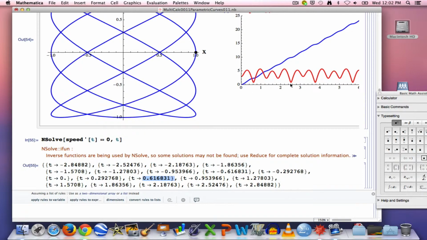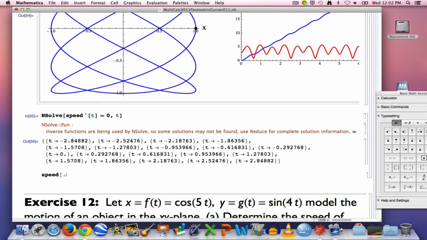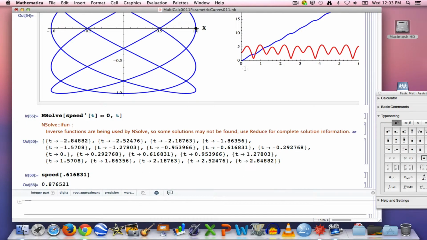Also 2.52476 would give the minimum speed, but as far as a value of t, one value of t that will give the minimum speed, 0.616831 will work. What is the minimum speed? I can plug it into the speed function, 0.616831. Get a minimum speed of about 0.87. That's how high the graph is there.